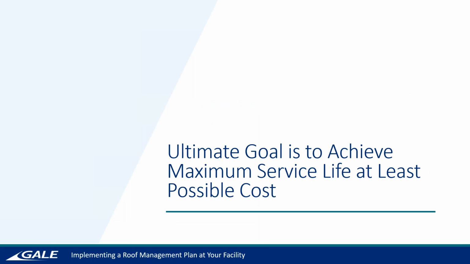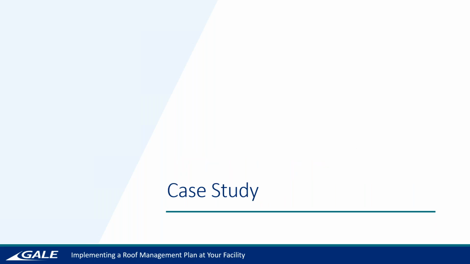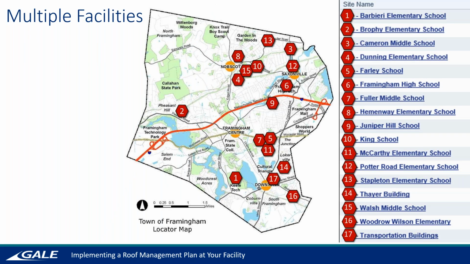Next slide. So the ultimate goal then is to achieve maximum service life with the least possible cost. Like we said earlier, not too many people have a $36 million budget for each year for doing roof replacement or repairs. So let's take a look at this particular case study that went through the roof maintenance or management plan. Here's the multiple facilities for an owner. You got 17 locations, which encompasses numerous buildings. Next slide.